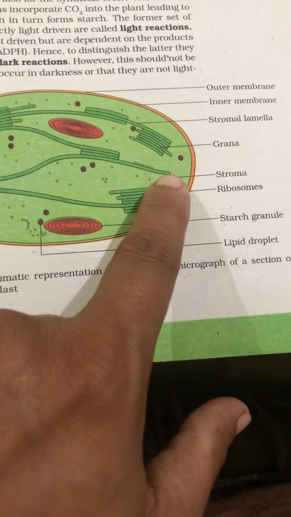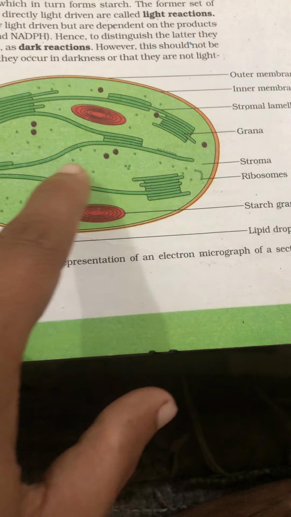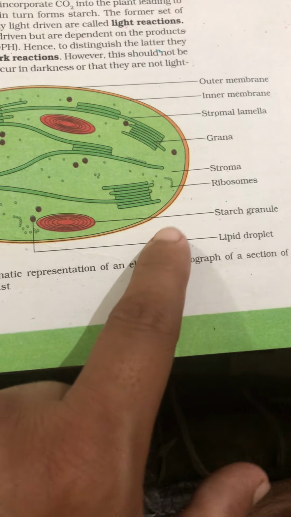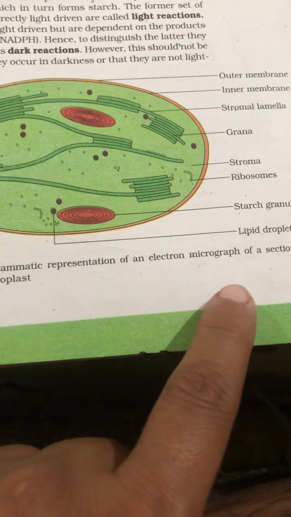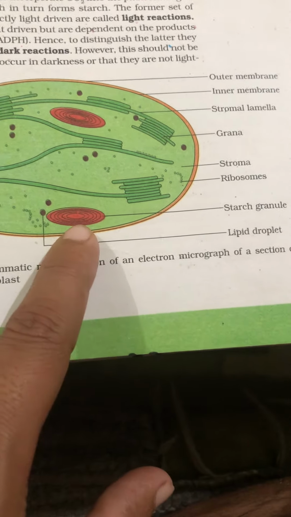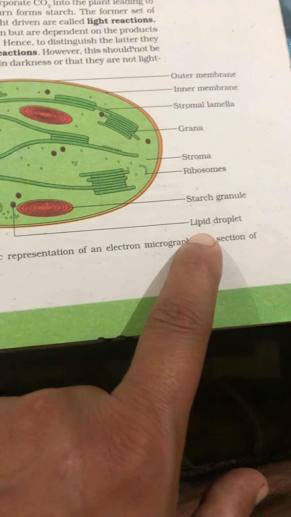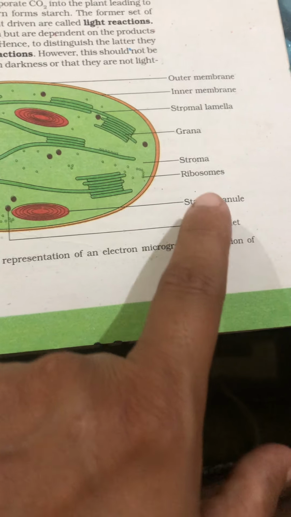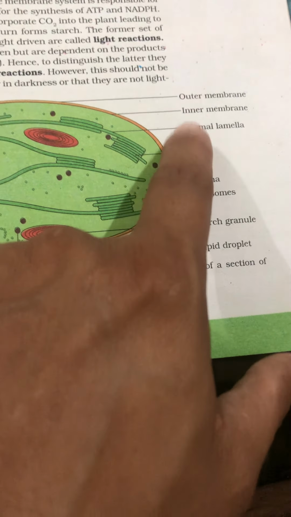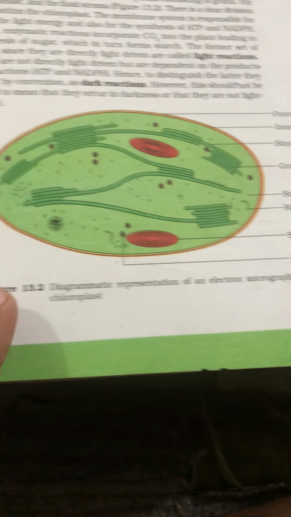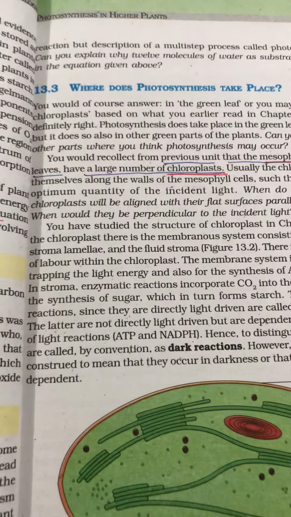Now the stroma is there, so this is the space, right, that is called the stroma. Somewhat ribosomes also you will find, starch granule also you will find, lipid droplets also you will find, right. So 1 2 3 4 5 6 7 and 8 names you have to remember in this figure. Now it's very easy. Let us see.